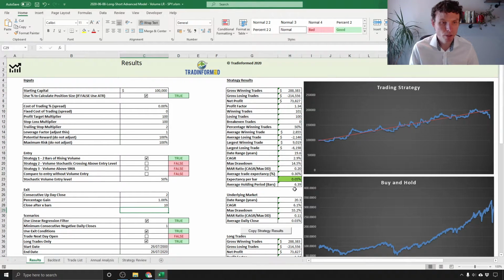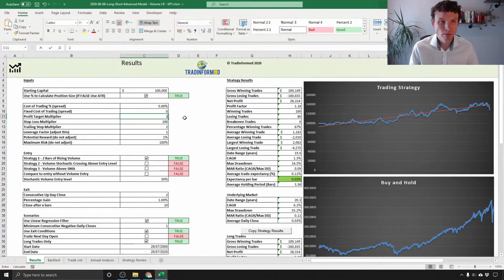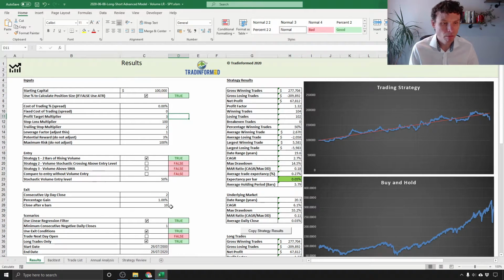In fact, the average holding period is not increasing as much as 10 because the trade is being closed by other means. I've got a trailing stop in the market here. Let's just set that to 1 or 2%. See, we're not helping at all there either. Now let's keep it at 10, and let's have a look at strategy 2.